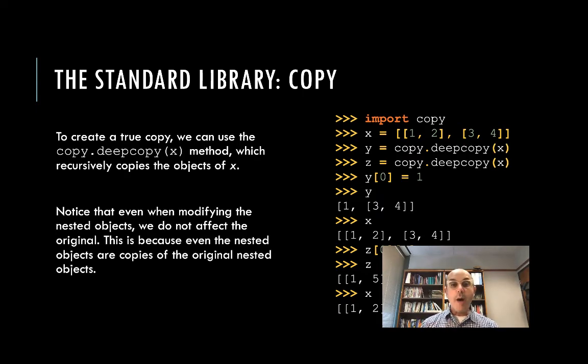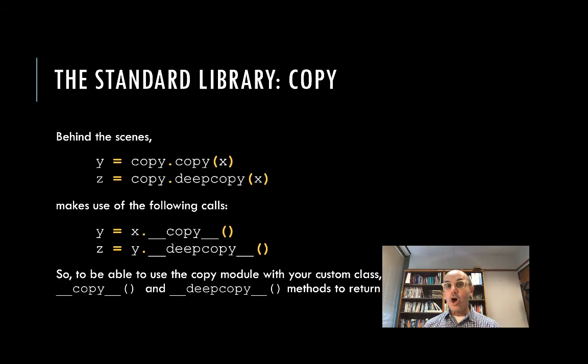So to create a true copy, you can use copy.deepcopy(x), a method which returns copies of the object x. I want you to pay attention to this, because one of the things we often encounter is that we think of copy as direct. In Python, we do not have that direct access, and as a result, we need to be sure that we follow some procedure, and this is the procedure that I want you to follow. Notice that a modification of the nested object does not reflect on the original. This is because the nested objects are copies of the original nested object.